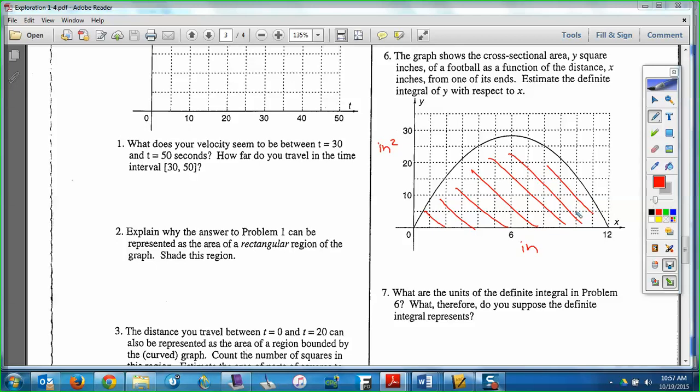So go ahead and do it the same way. Count the squares. I'll give you a few minutes here to do it. Count the squares. Figure out what one square is worth. And then we'll talk about what that means, cross-sectional area, and we'll make sure we all understand what they're talking about. Just find the area. Count the squares.